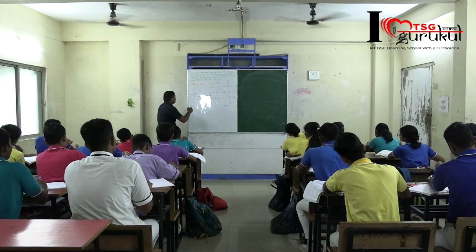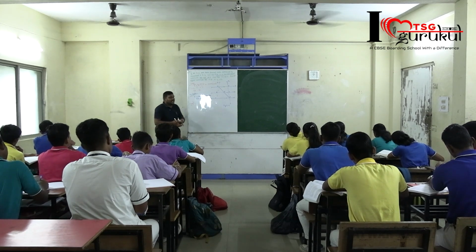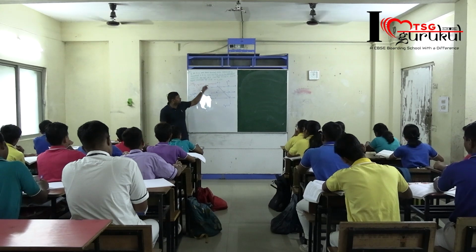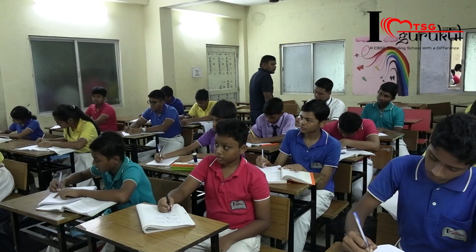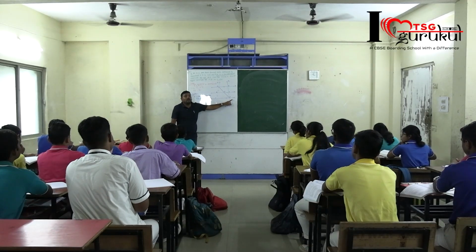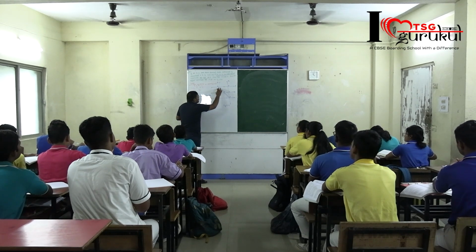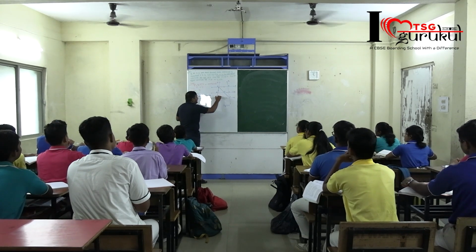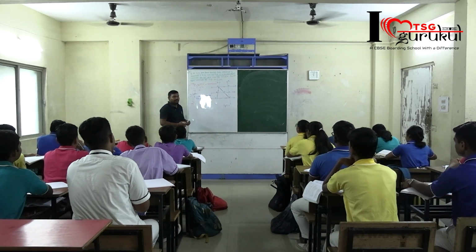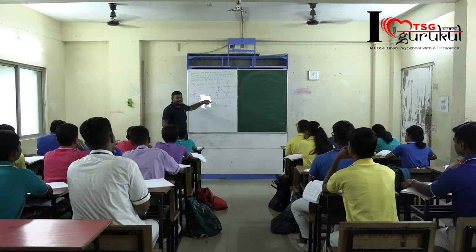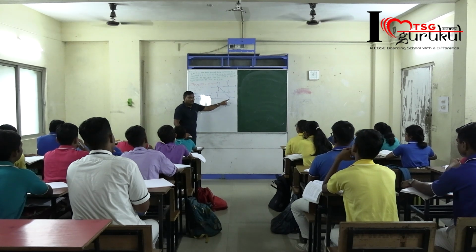Now, proof. Please everyone look at the board first. Look at this figure. ACF is a triangle. B is the midpoint of AC, and also BG is parallel to CF.